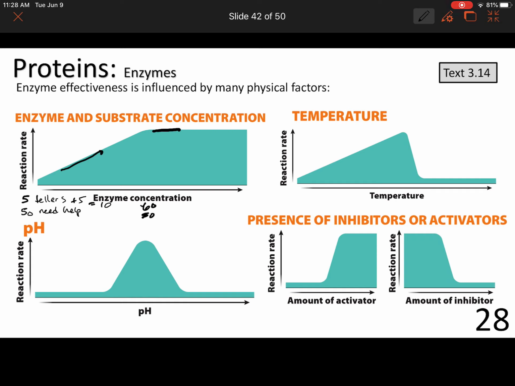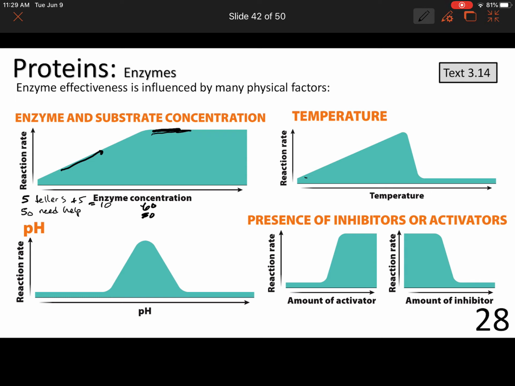If you have 60 tellers and 50 people who need help, having the extra 10 isn't going to make it any more efficient. There's still only going to be one person helping you at a time, and they're going to help you immediately when you walk in the door. So having the extra tellers not helping anybody isn't going to increase your efficiency. Likewise, if we have more enzyme than reactants, then that's not going to make the reaction go any quicker. The reactants need to be present in order to increase the speed, and so having more enzymes than reactant is going to be what leads to this plateau.